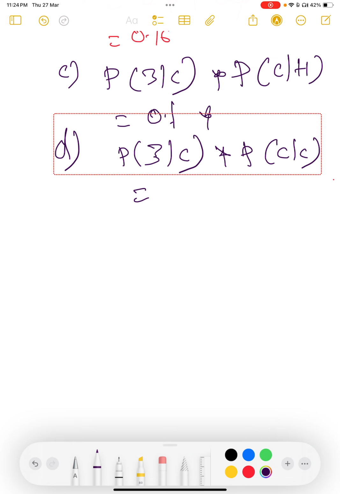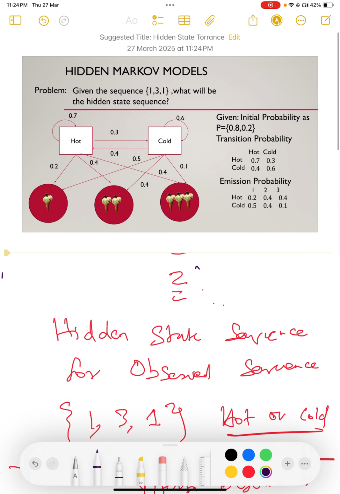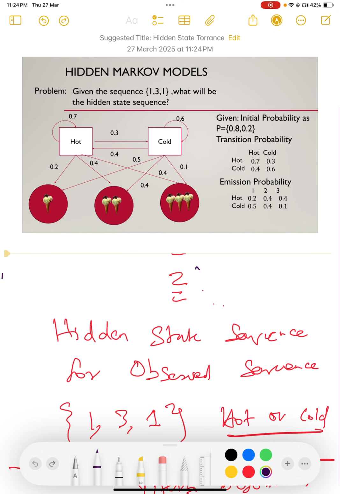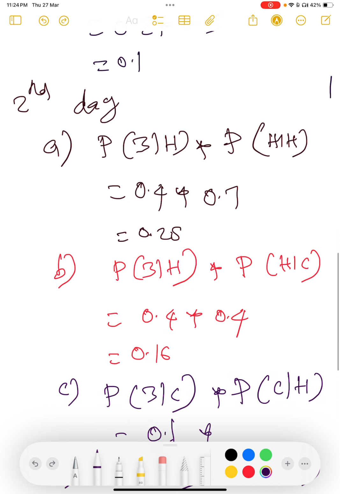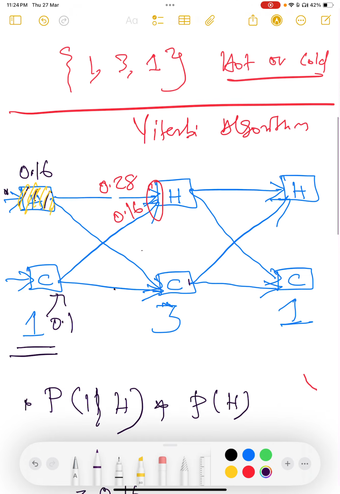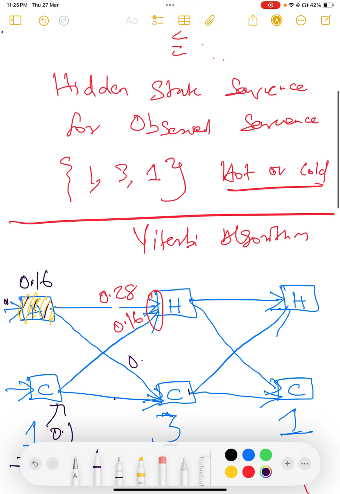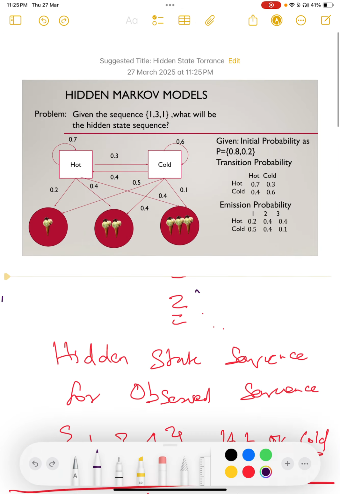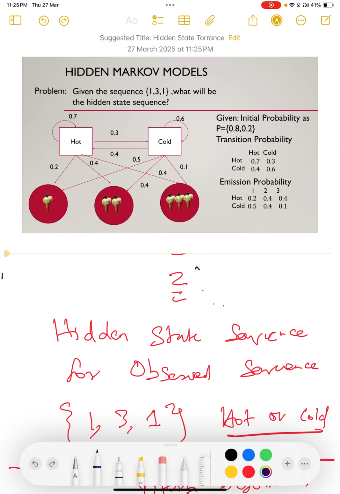Point 1. And C given H. What's C given H? C given H is point 0.3. It should be point 0.3. It should be point 0.03. Point 1 is point 0. It should be point 0.3. So it's just one. C given H, point 3.